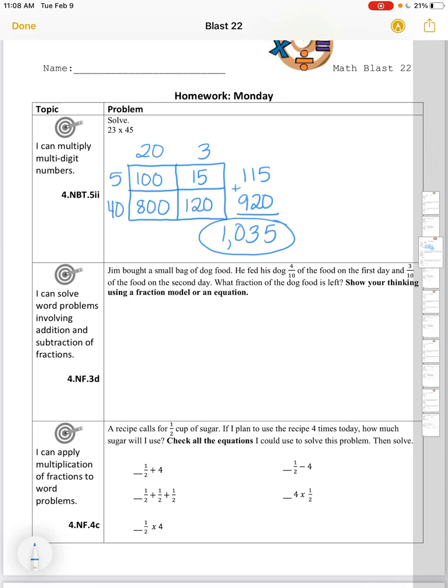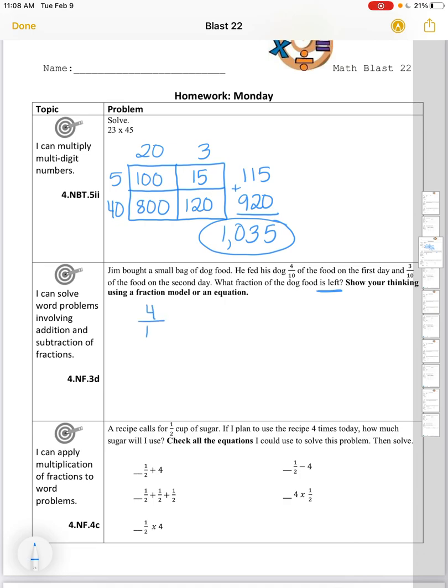I can solve word problems involving addition and subtraction of fractions. Jim bought a small bag of dog food. He fed his dog 4/10 of the food on the first day and 3/10 of the food on the second day. What fraction of the dog food is left? Show your thinking using a fraction model or an equation. So I want to really emphasize we're looking for what fraction of the dog food is left. So first, let's figure out how much of the dog food he ate.